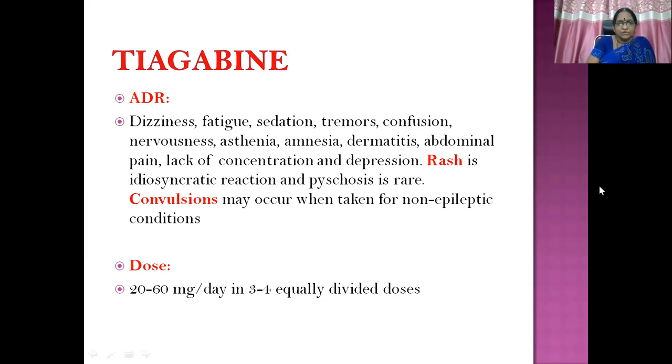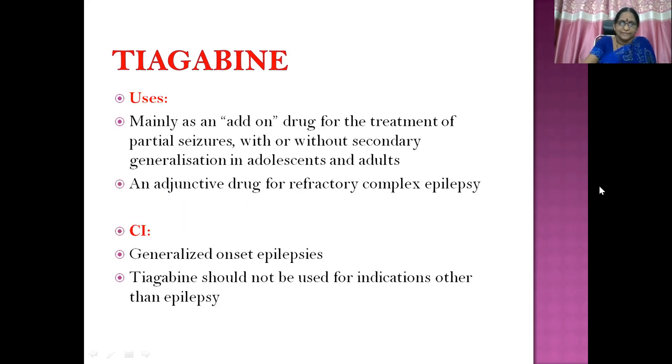And then convulsions also. T for tremors, like that you can remember. Tremors means a kind of convulsions. So it may occur when taken for non-epileptic conditions. So it has to be used very carefully. Then the dose to be used is 20 to 60 milligrams per day in 3 to 4 equally divided doses.